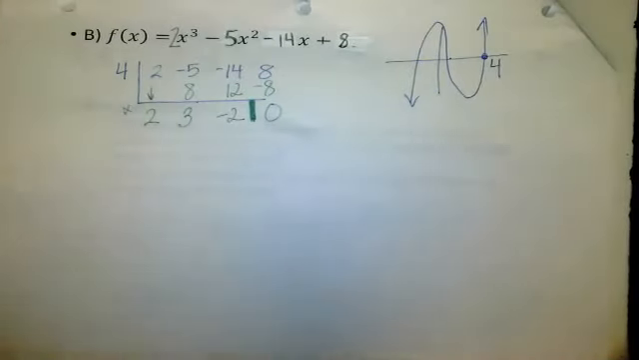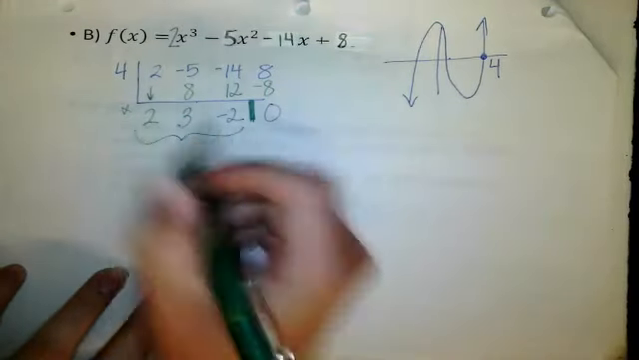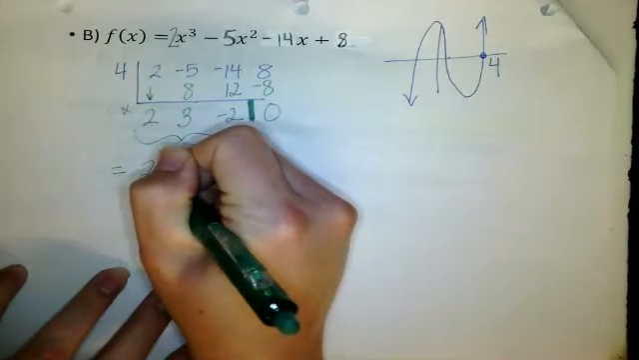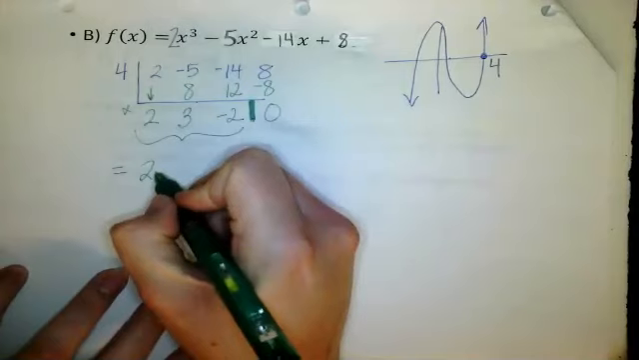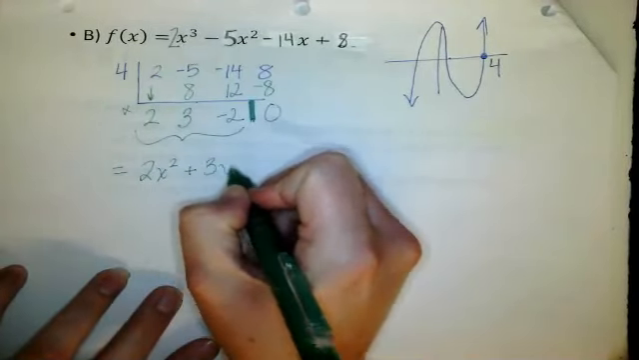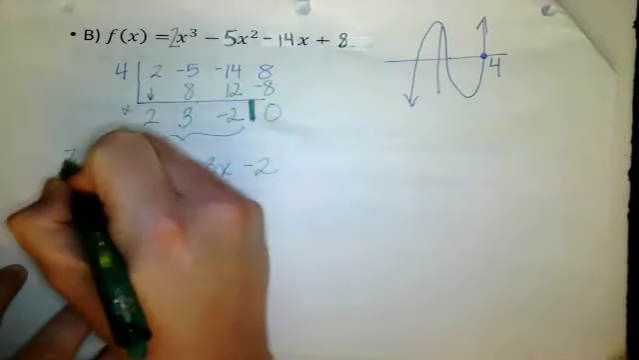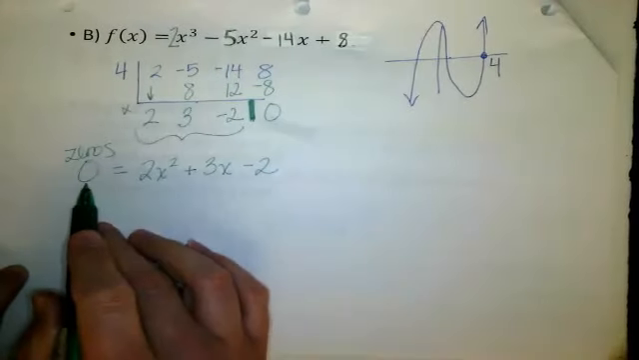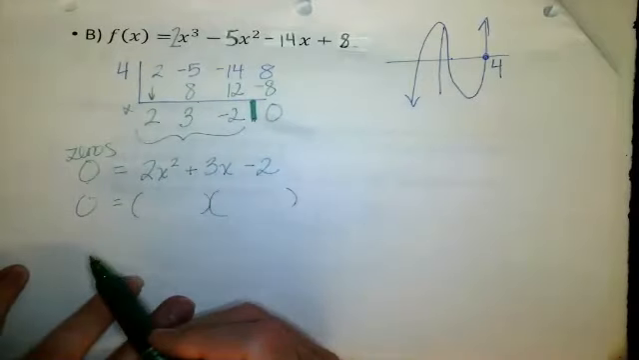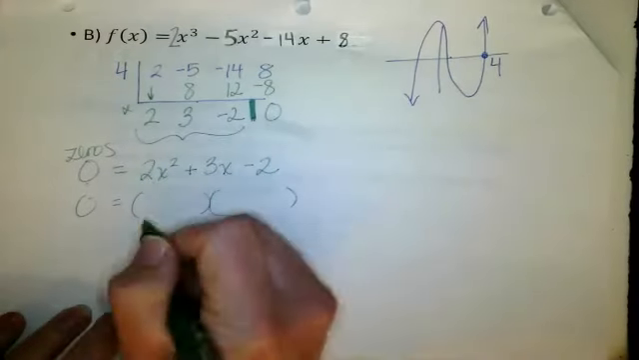Now to find the rest of the zeros, I need to convert the 2, 3, -2 back into a polynomial. What's its related polynomial? 2x squared plus 3x minus 2. We want to find the zeros, and in order to do that, it must equal 0. And then we are going to factor. Now, this one's a little bit harder, because it's got a 2 in front. The process is the same.